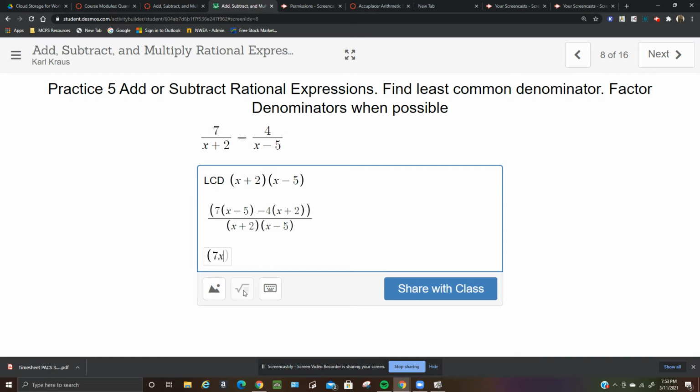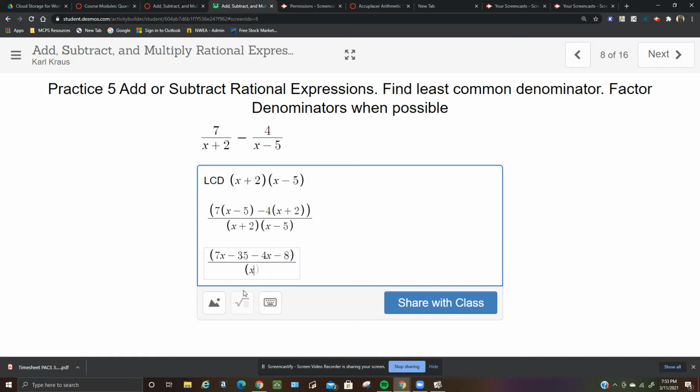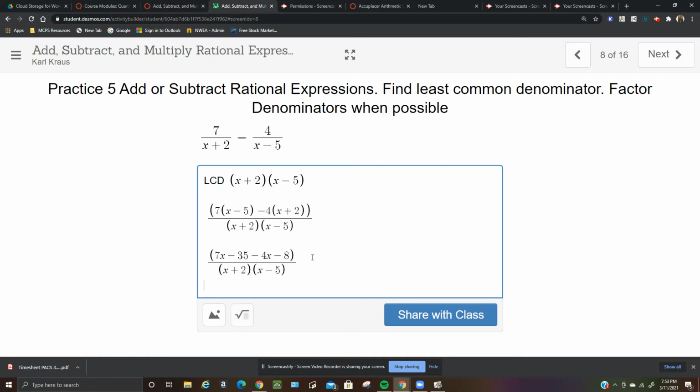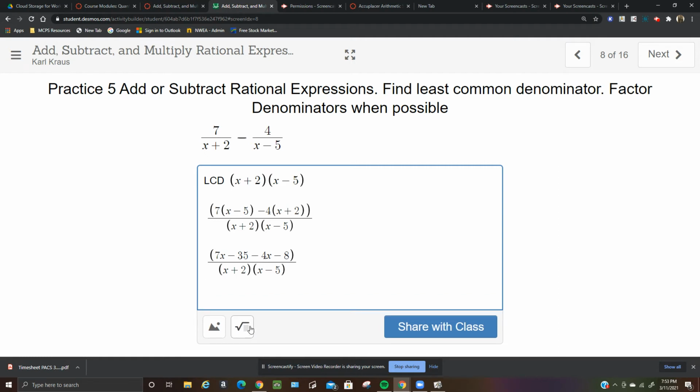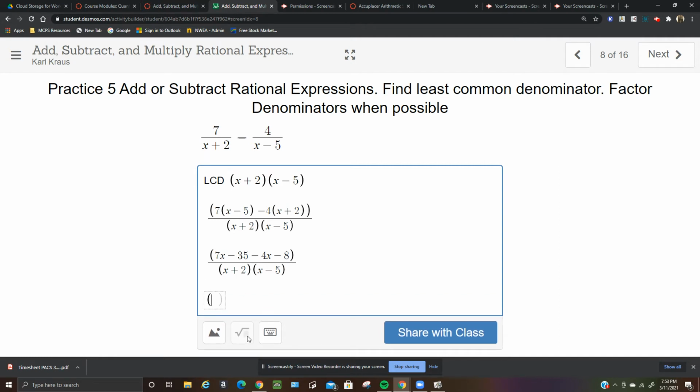So 7x minus 35 minus 4x minus 8 over the common denominator. And then combine like terms in the numerator: 3x minus 43.